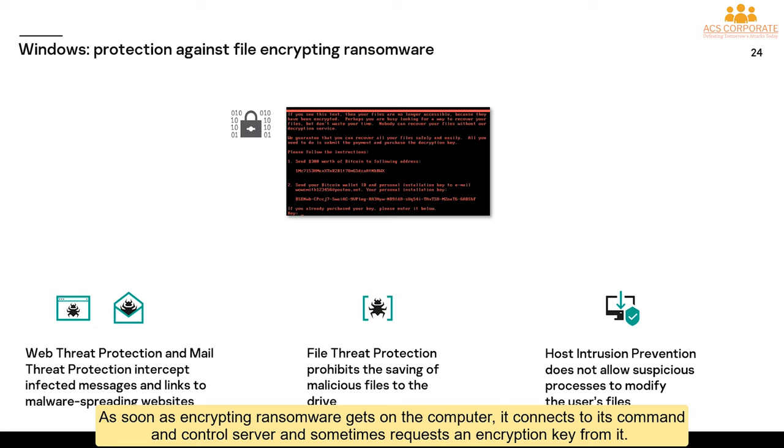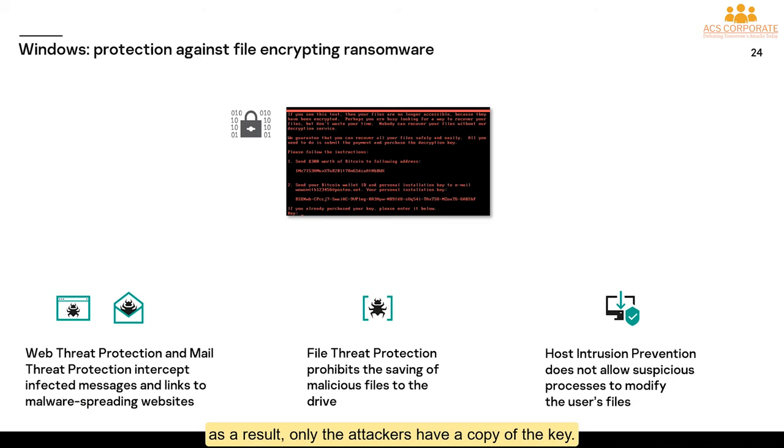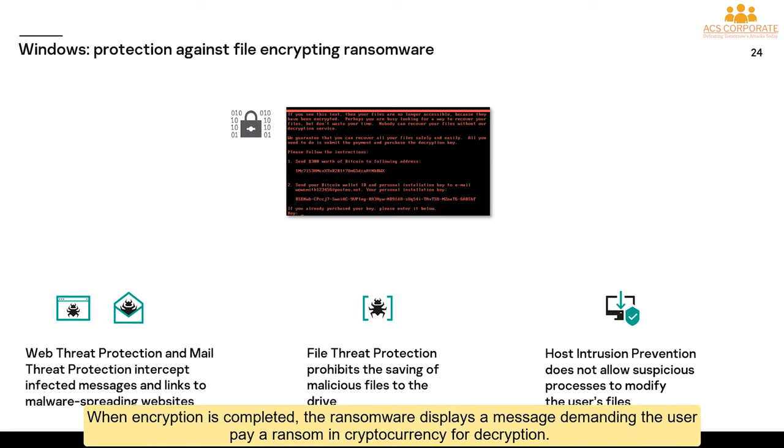As soon as encrypting ransomware gets on the computer, it connects to its command and control server and sometimes requests an encryption key from it. Then the ransomware encrypts files in local and network folders and deletes the originals along with the encryption key. As a result, only the attackers have a copy of the key. When encryption is completed, the ransomware displays a message demanding the user pay a ransom in cryptocurrency for decryption.